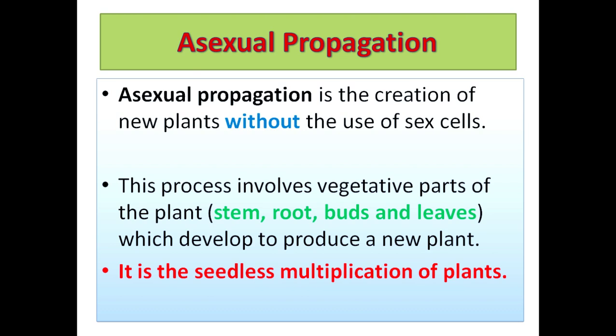Alright, so another important point to note is that it is the seedless multiplication of plants. In some cases, it is referred to as the seedless multiplication of plants, meaning there are no seeds involved in this type of reproduction. Alright, so with sexual reproduction, seeds are formed. With asexual reproduction, no seeds are formed.